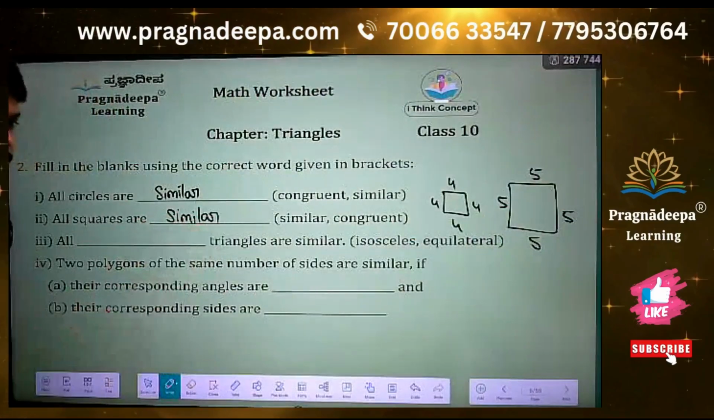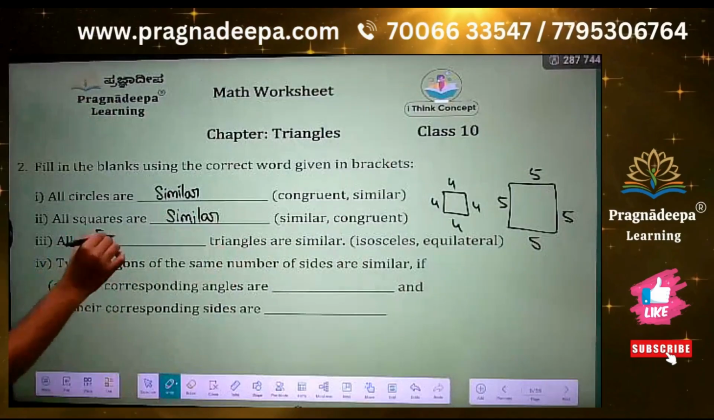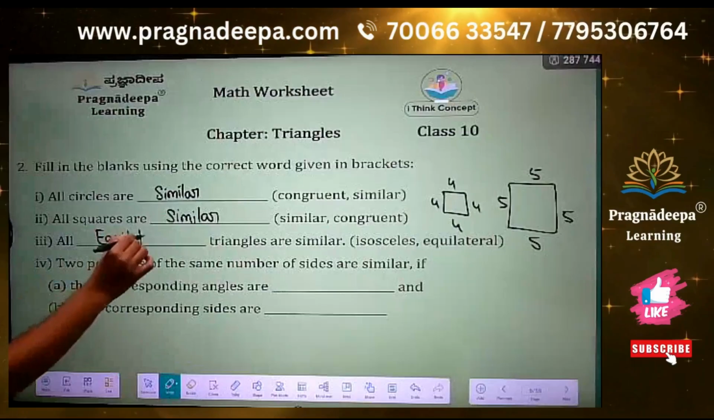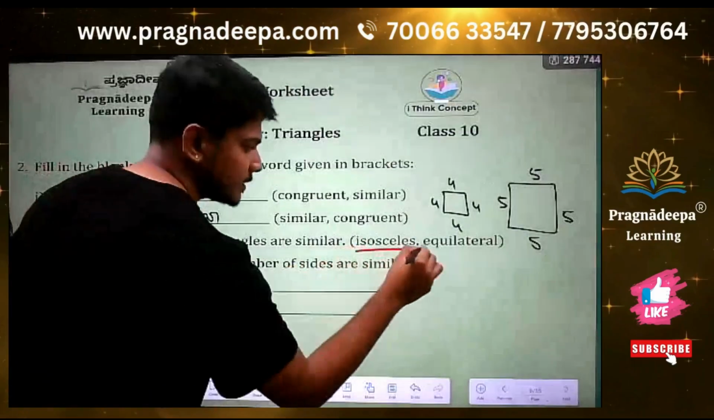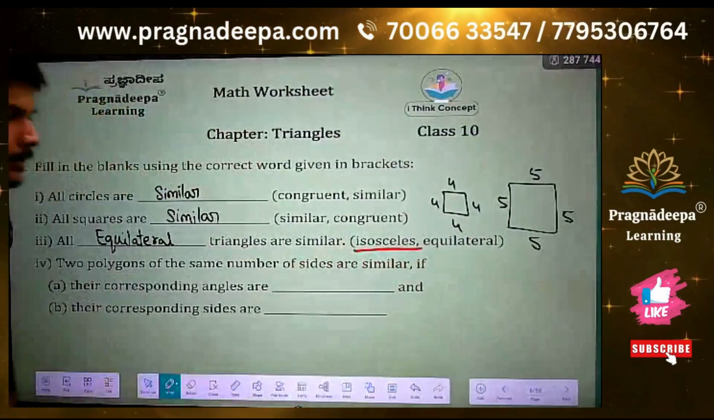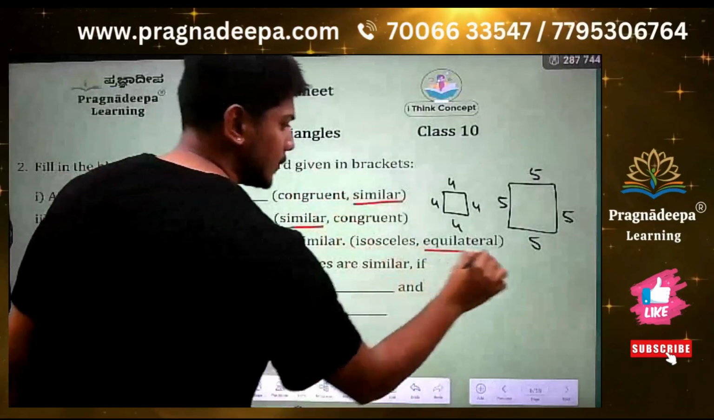Next one, all equilateral triangles are similar. All equilateral triangles are similar. Isosceles triangles are not always similar, there is a problem with the base part. Okay, so here the correct answer is similar, similar, equilateral.